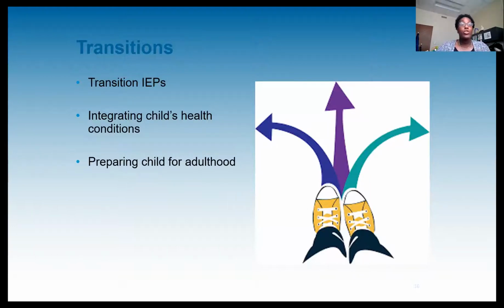Now, for transitions. First I want to talk about transition when it comes to IEPs, because when you have an IEP, you also have a transition IEP. It usually gets established at around 14 years of age. And the transition IEP helps the family, or the student, begin to think about career goals, independent living, and post-secondary education. And schools may not always integrate the child's health condition within planning that process.